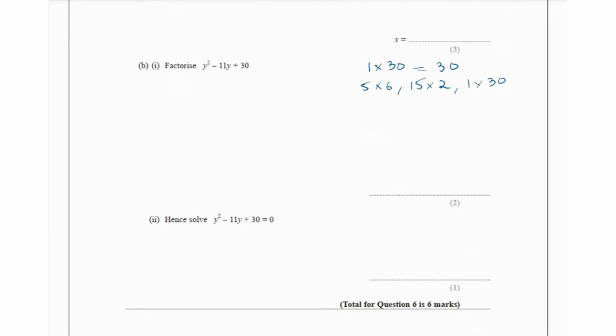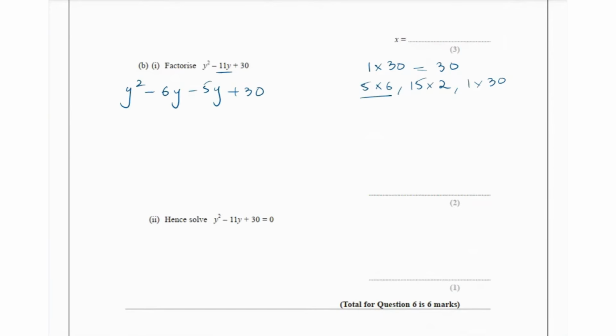Once we have listed down the factors of 30, we're going to pick that pair of factors which when added or subtracted give us the middle term, which is 11. So we know 5 plus 6 is 11. So y squared minus 6y minus 5y plus 30. The difference between the initial equation and this one is that we have split the 11y into 6y and 5y. Everything else is as it is.